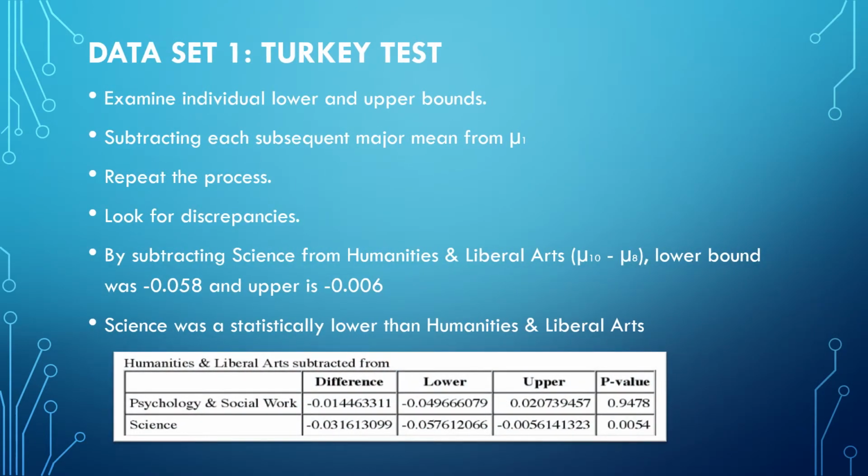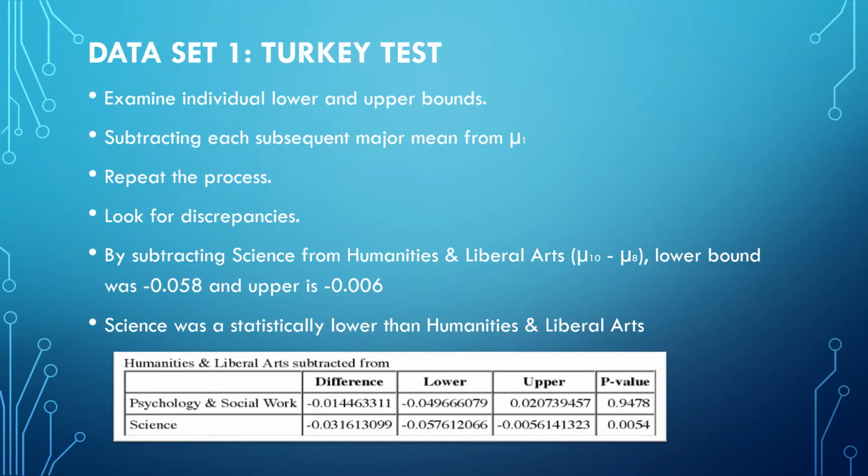We repeated the same process until we were able to locate an interval with a discrepancy when subtracting mean 5, which is education, from mean 8, which is humanities and liberal arts, the interval being 0.006 to 0.064. This result led us to the conclusion that unemployment rates for college students with an undergraduate degree in humanities and liberal arts is higher than the unemployment rates for those with a degree in education.